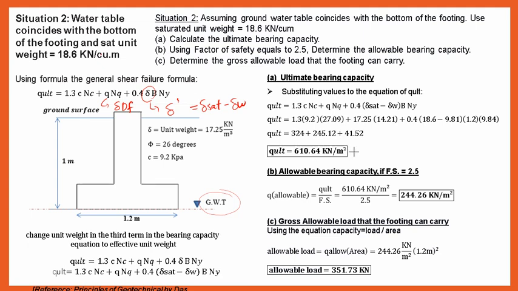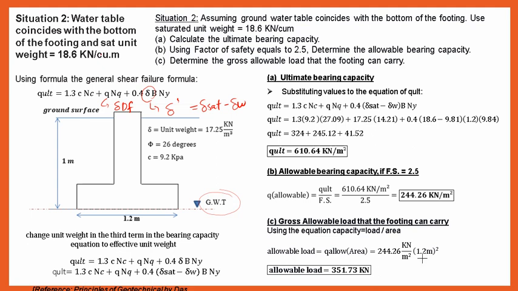And to solve for the allowable bearing capacity, that is equal to the ultimate bearing capacity over the factor of safety. Ang allowable bearing capacity natin is 244.26. And the same, yung sa ginawa natin doon sa situation 1, yung allowable load is the allowable bearing capacity times the area ng ating footing, which is 1.2 squared.